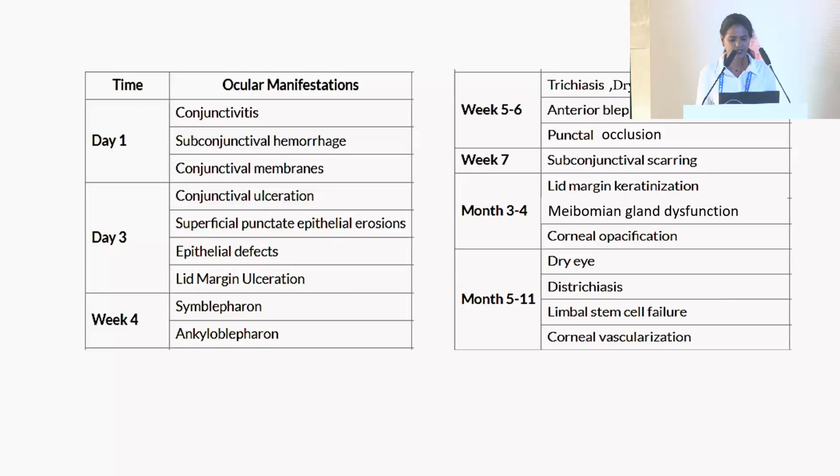On week 7, there can be some conjunctival scarring. During month of 3rd to 4th, there can be lid margin keratinization, meibomian gland dysfunction, corneal opacification. And 5th to 11th month, we have dry eye, distichiasis, limbal stem cell failure, and corneal vascularization.